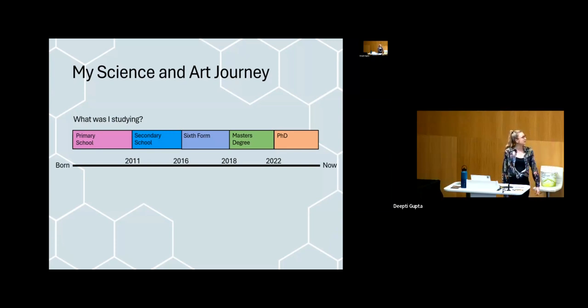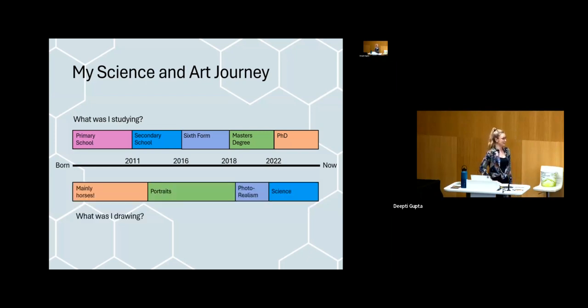So what was I studying? I started secondary school in 2011, which, yes, is quite a long time ago now. And I did my GCSEs in 2016, my A-levels in 2018, which was followed by going to university to do my master's degree in 2018 till 2022. And then since then, I have been doing my PhD.